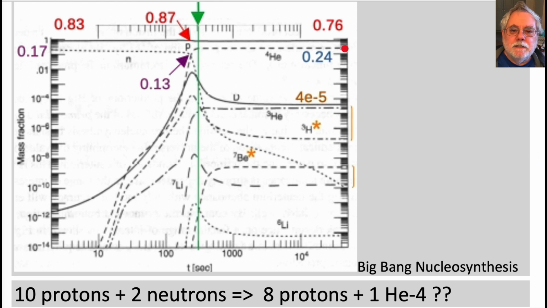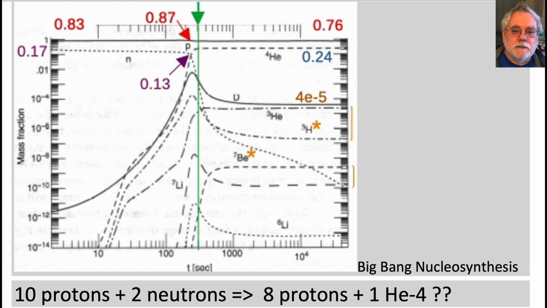The medium-sized dashed line below the solid line at the upper right is helium-4. 2 protons, 2 neutrons. Here to there. If all the neutrons had been completely incorporated into helium-4, we would have ended up with 1 helium-4 nucleus for every 8 free protons.